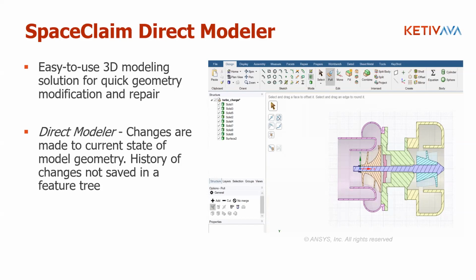One thing to note is that SpaceClaim is a direct modeler. And when I say direct modeler, what I mean is that any changes or modifications that you make to your geometry don't get stored in your standard feature tree, like they would be if you were using any other standard CAD tool. So SpaceClaim is designed more with the objective of helping analysts and quick designers. And that is where SpaceClaim is very easy to use.